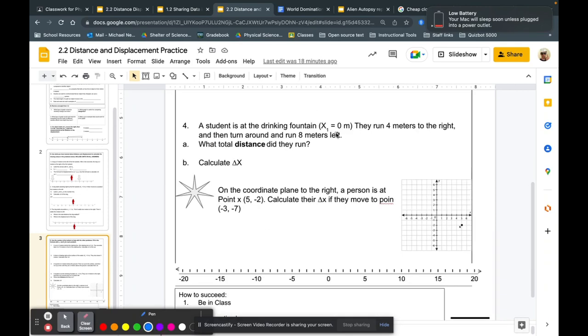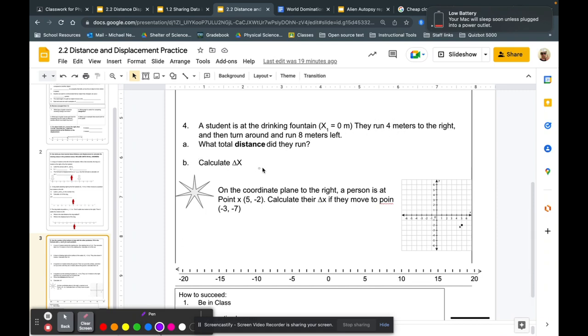In number 4, we have a student running in multiple directions, and we need to find both the distance and the displacement. In part A, we find the distance. All you need to do to find distance is add up the distances that they ran. 4 meters to the right and 8 meters to the left added together will tell you the total distance. And remember, distance does not take direction into account, so you can just add those numbers together without worrying which is positive and which is negative.